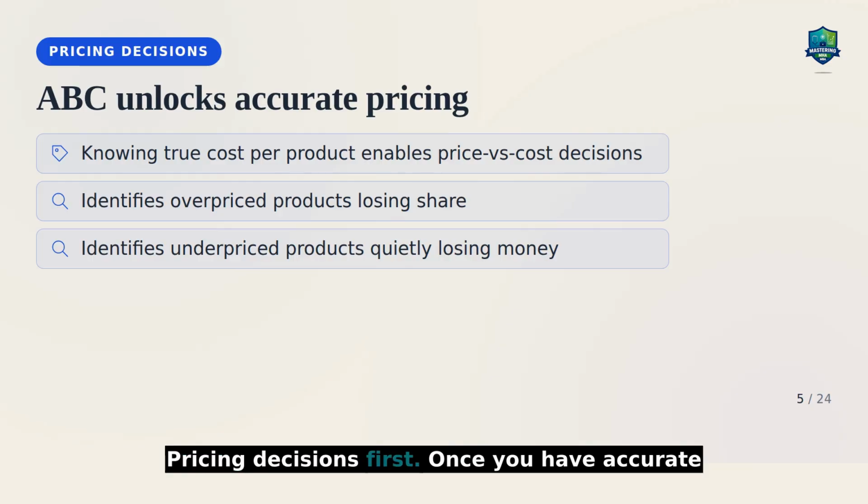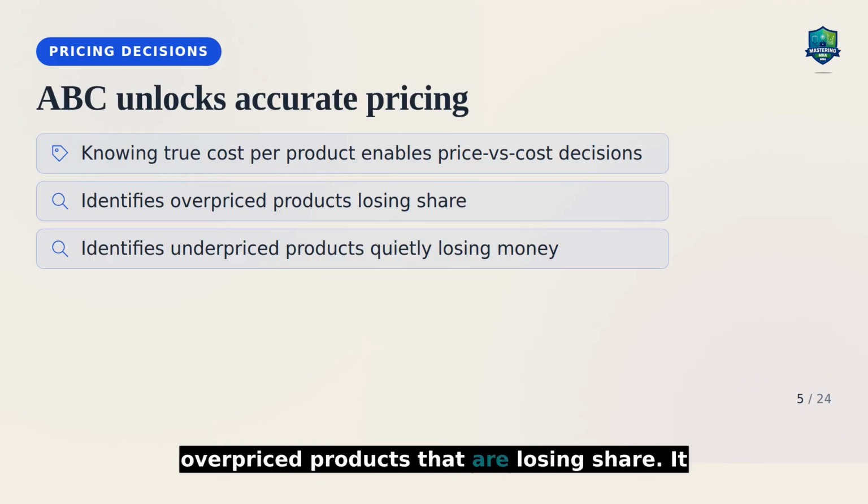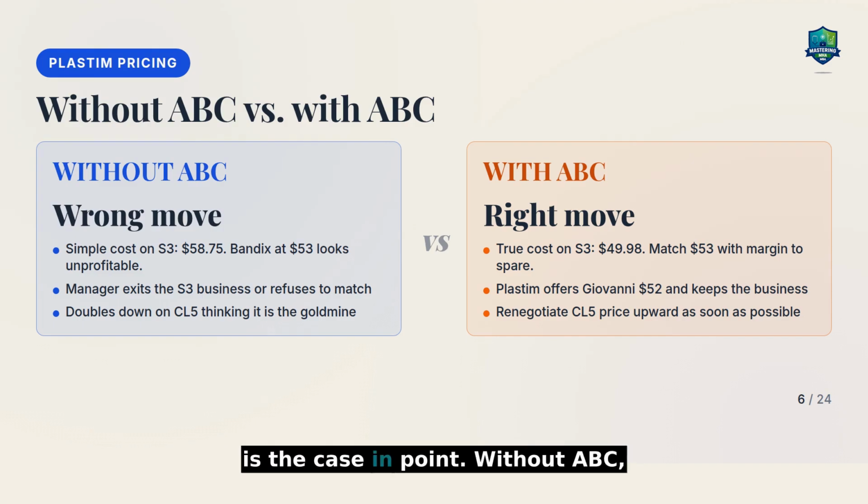Pricing decisions first. Once you have accurate cost per product, pricing becomes a real conversation about margin. ABC reveals overpriced products that are losing share. It also reveals underpriced products that are quietly losing money. Both errors cost the company, both fixable but only with the better number. Plastim is the case in point.